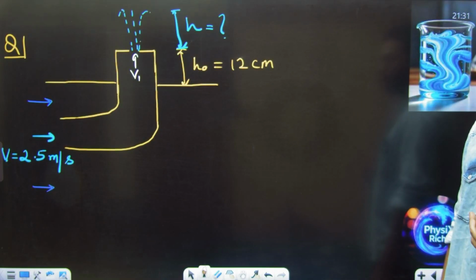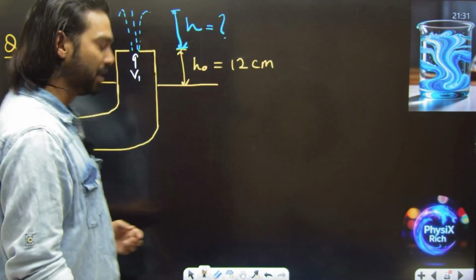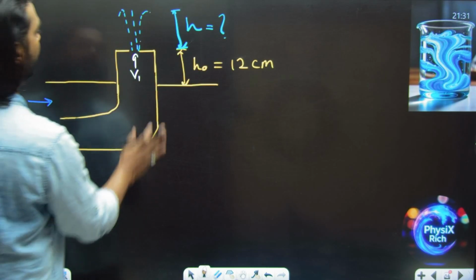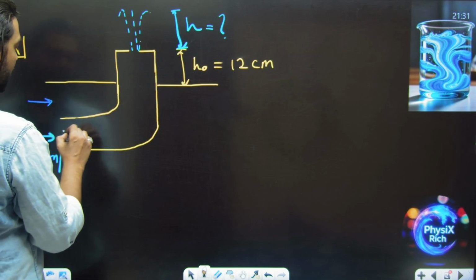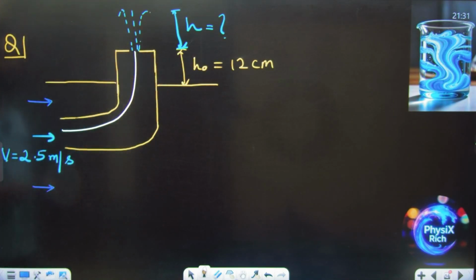So how shall we proceed? As usual, we shall apply Bernoulli's equation. Let's figure out how to apply it in this situation. Shall we take a streamline? How shall we take a streamline? We shall make a streamline that looks like this.